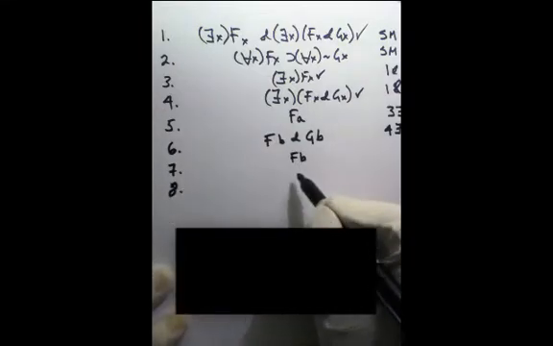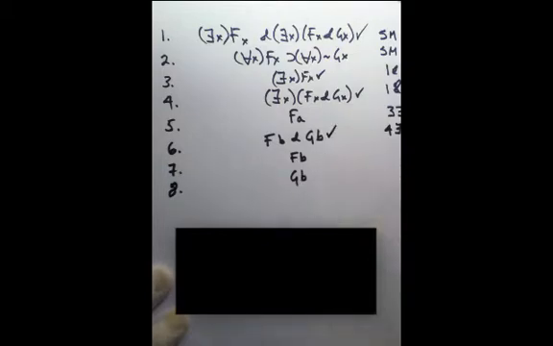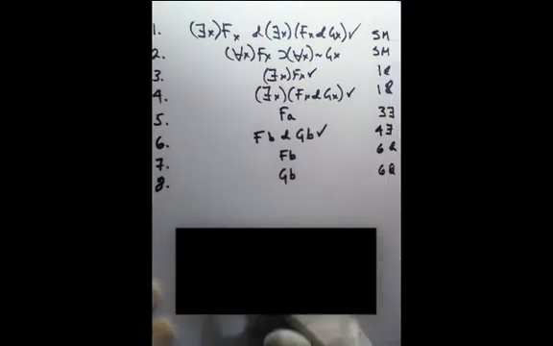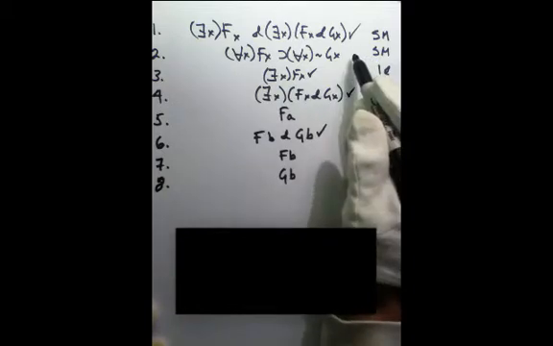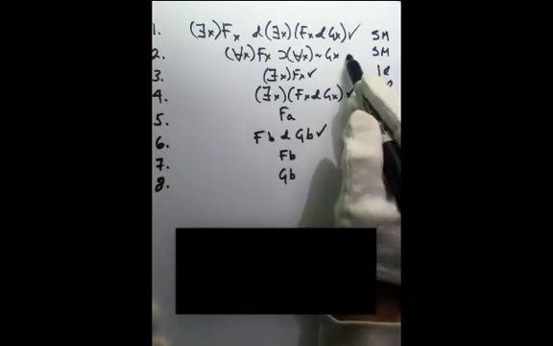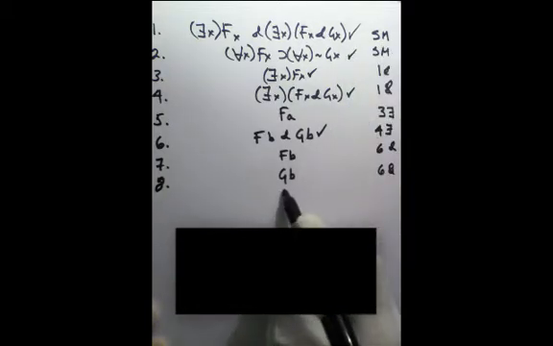So I can write FB, GB like that, and those come from 6 by conjunction decomposition. Now we have to deal with this truth functional compound here up on line 2. So we're going to check that off, and it's going to branch.